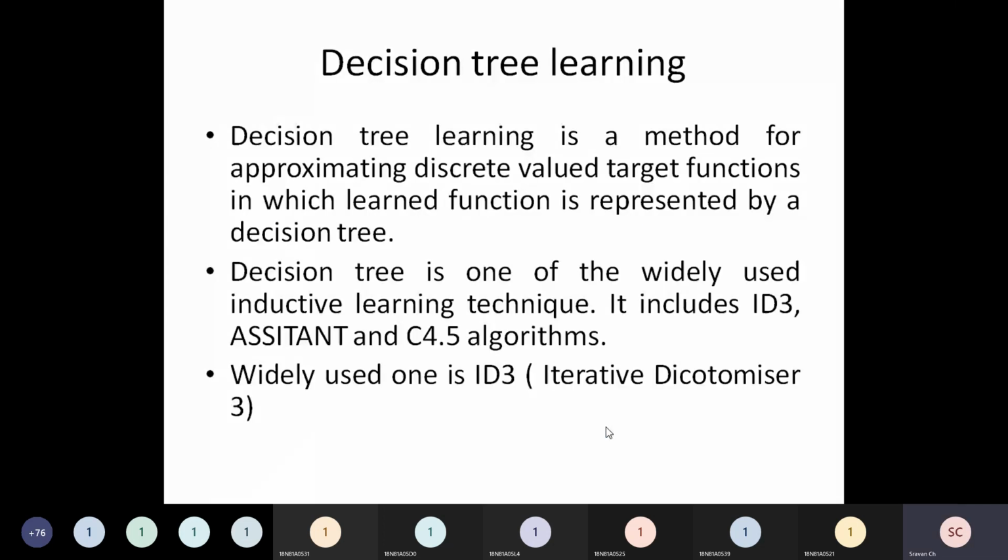So, yesterday we have seen what exactly is a decision tree, right? Decision tree is also one more inductive learning technique. Under decision tree, we have three algorithms: ID3, ASSISTANT and C4.5, and one of the widely used algorithms is ID3. What is a decision tree? We want to learn from training examples. We want to learn the concept, right? Similar to Find-S algorithm, similar to candidate elimination algorithm, the purpose of decision tree is also the same.